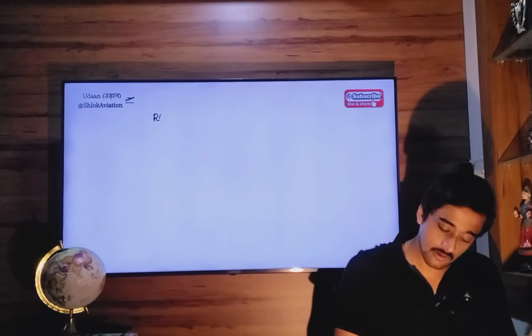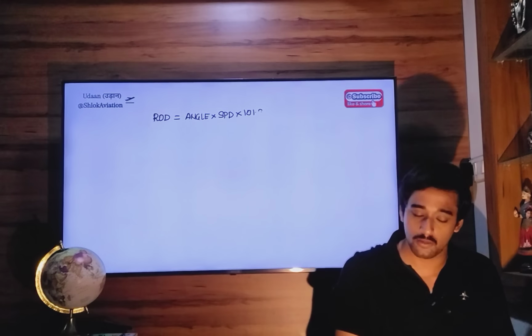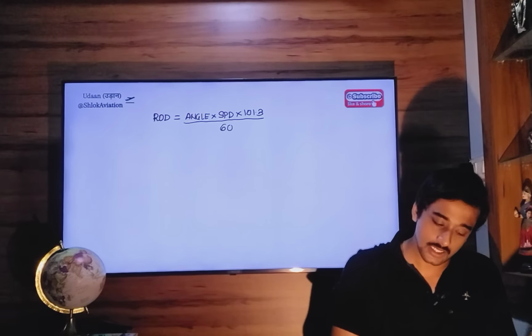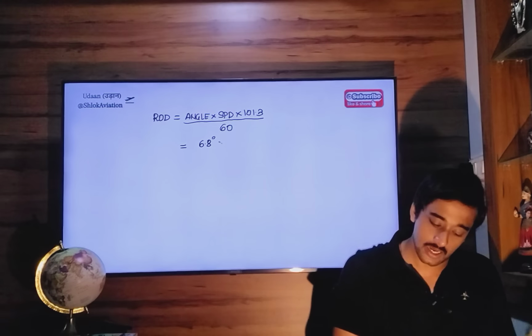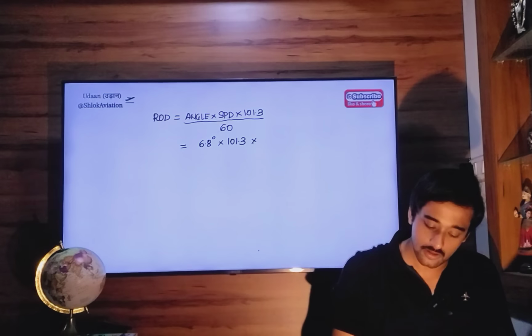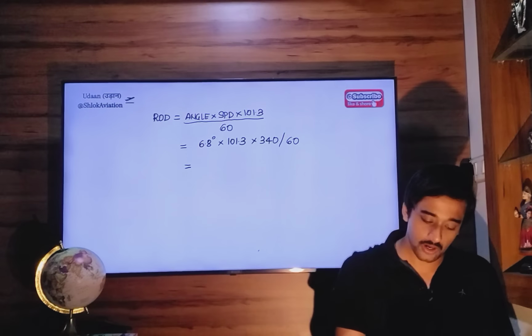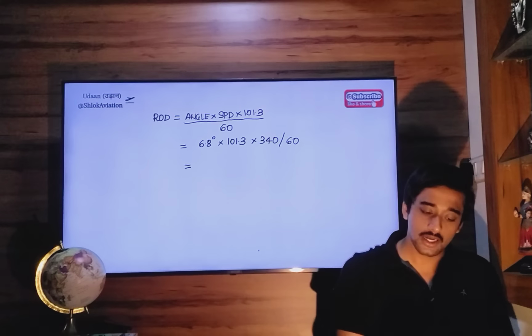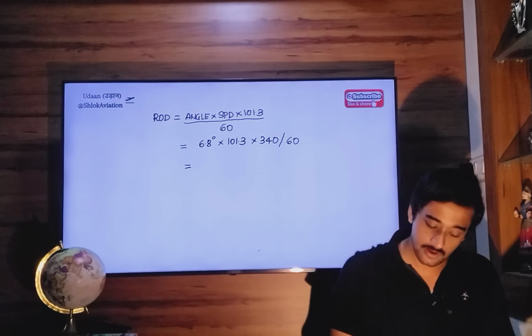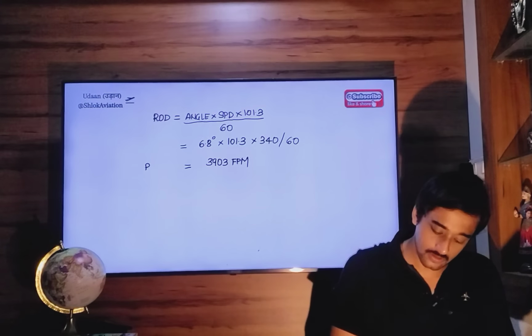So rate of descent equals glide angle multiplied by your ground speed into 101.3 feet per minute divided by 60. So 6.8 degrees into a speed of 340 by 60. 6.8 into 101.3 into 340 divided by 60 is 3903 feet per minute. Rate of descent is 3903 feet per minute.